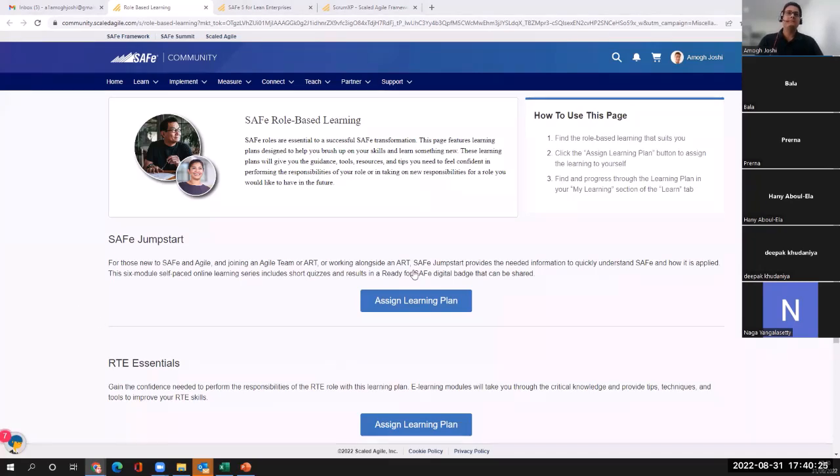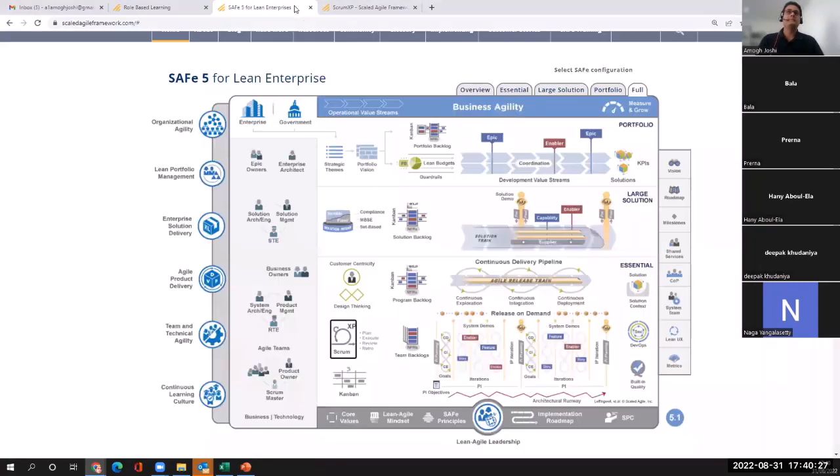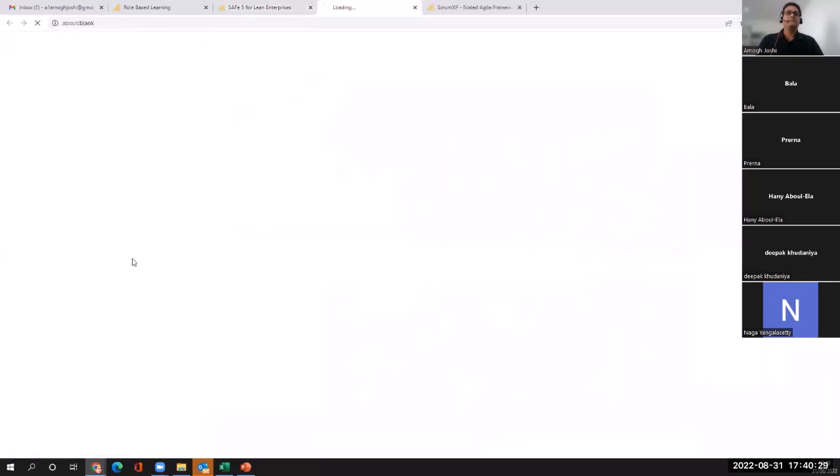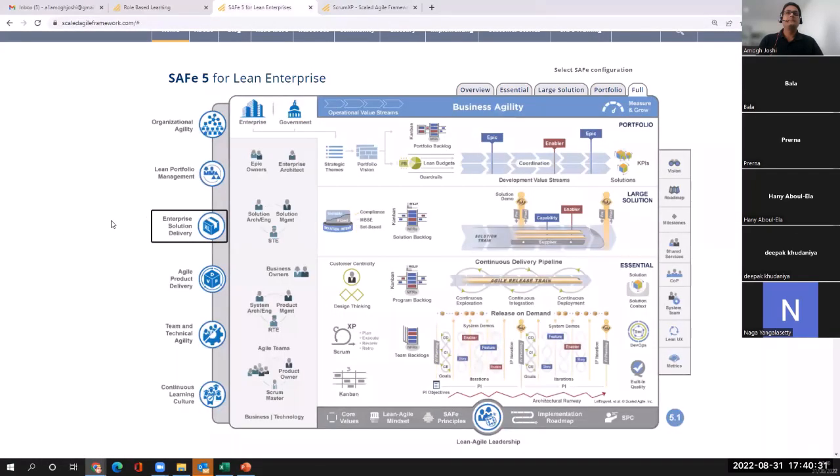If we want to start with SAFe and we want to make a call, what do we want to begin with? Should it be portfolio, essential, or large solution? So how do we identify that?